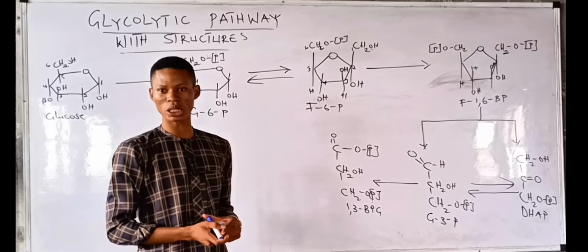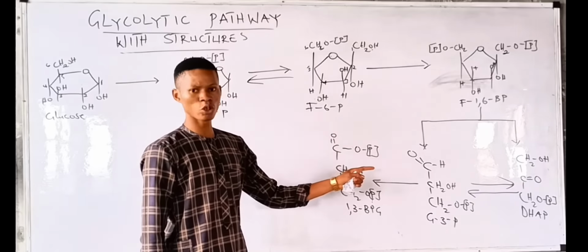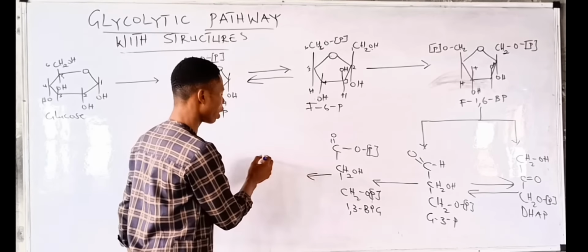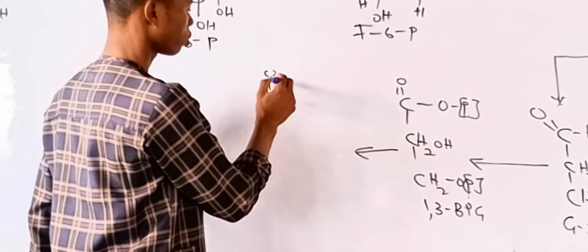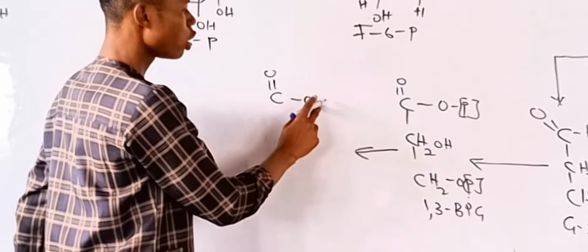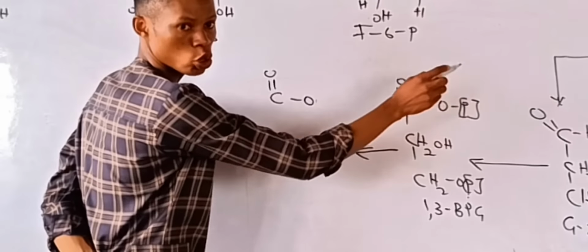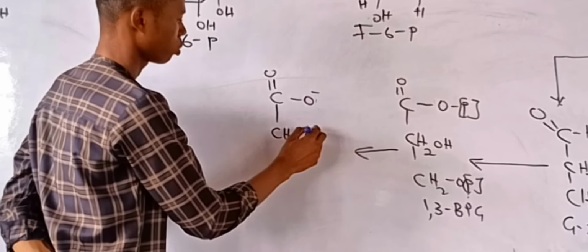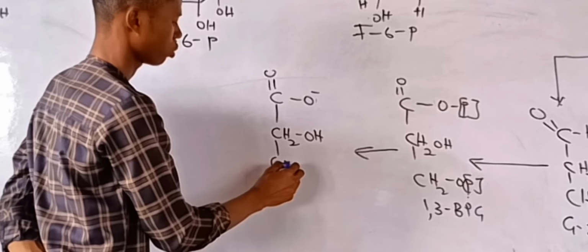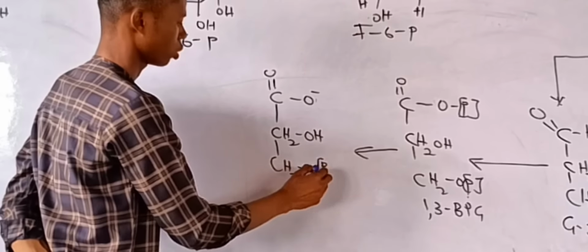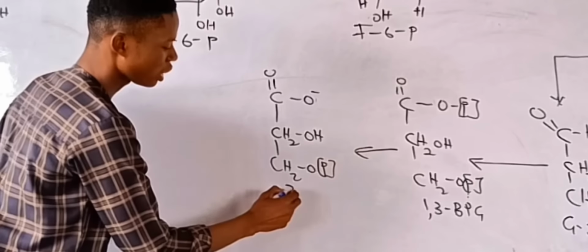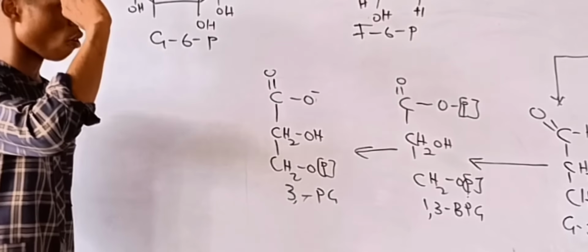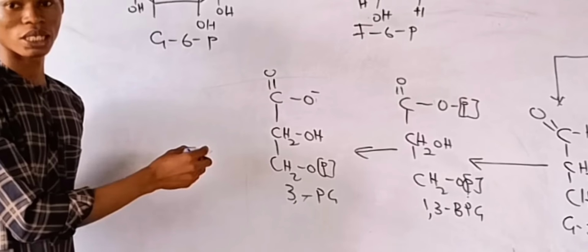3-phosphoglycerate, right? What do you think? The phosphate group will be leaving where? Position 1. So if the phosphate group is going out from position 1, only O will be left here, right? The phosphate group is going out. This is my 3-phosphoglycerate. From 3-phosphoglycerate, the next thing is what?